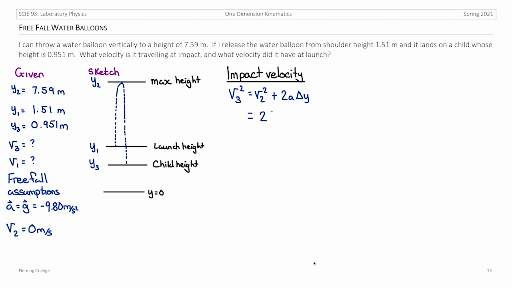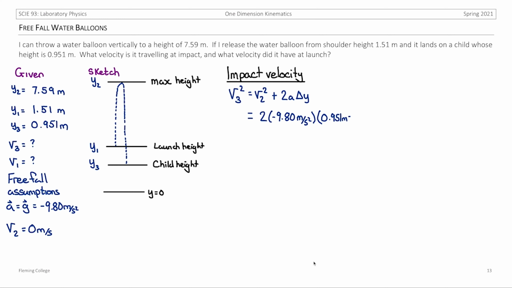This equation is set up to solve for the square of velocity 3. So you need to take the square root of both sides. So that means we're going to take the square root of 2. Our velocity 2 is 0, so it disappears. So that's why we're listing 2 first. Multiplied by negative 9.80 meters per second squared. That's our acceleration due to gravity. And then we have to calculate that displacement.